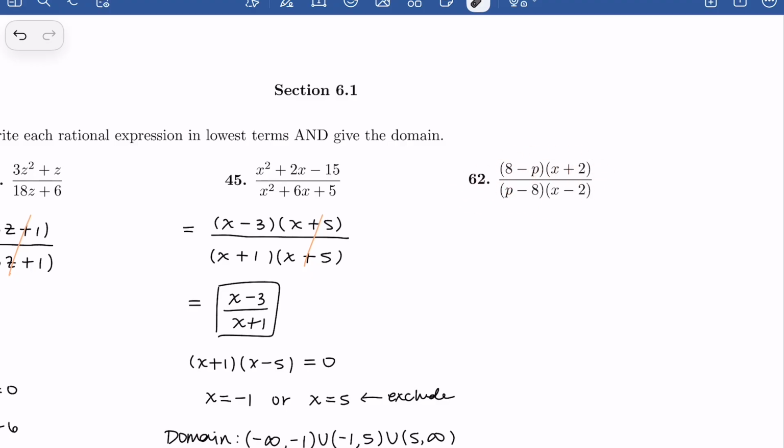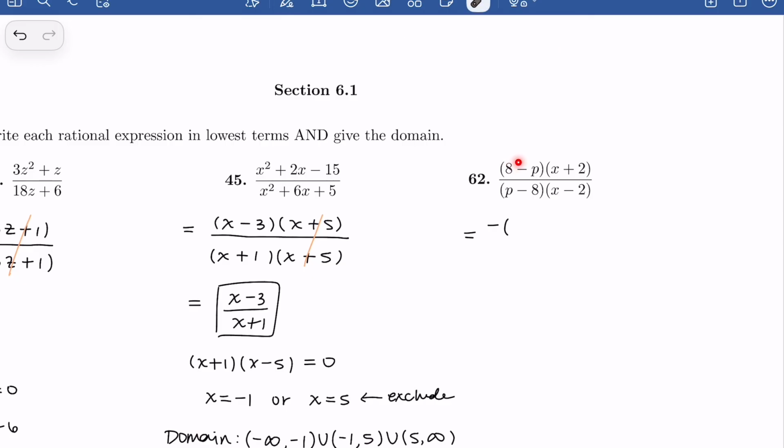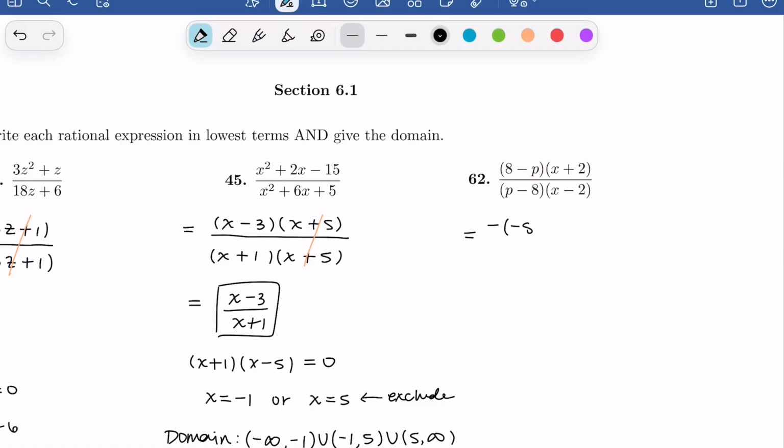But looking at this 8 minus p and this p minus 8, notice that these are exact opposites of each other. So what I mean is, we could factor out a negative from one of them and end up with the same factor. So let's factor out a negative from the numerator. If I pull out a negative from this, it's going to change both of these signs. I'm going to end up with a -8 and a +p. Let's write out the rest of our expression.